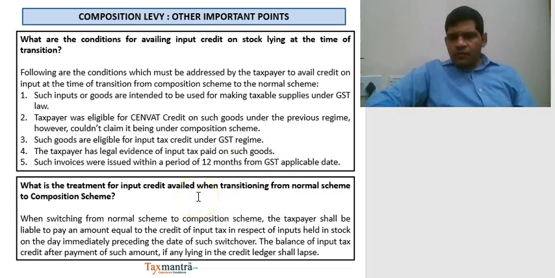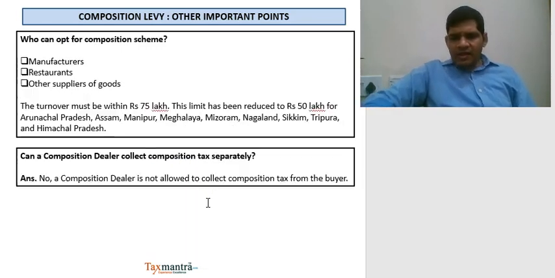What is the treatment for input tax credit when transitioning from normal scheme? When switching from normal scheme to composition scheme, the taxpayer shall be liable to pay an amount equal to the credit of input as a tax for switchover, and the balance input credit after payment of such amount, if any lying in the ledger.